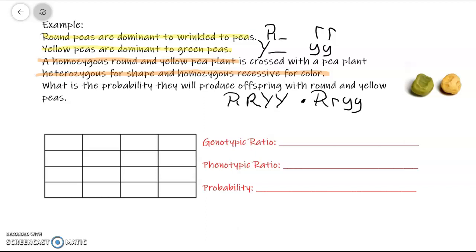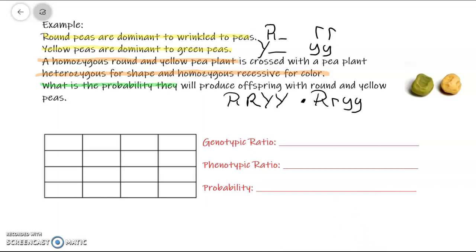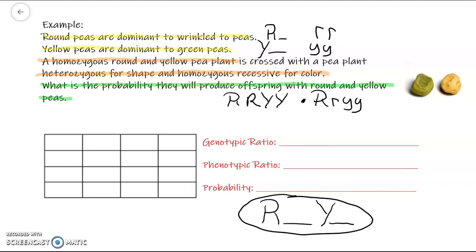What's the problem want us to answer? What is the probability that they will produce offspring with round and yellow peas? So again, a percent or fraction that they're going to produce a child who is round. So I will write this below. That means they at least have to have 1 big R. And they will have yellow peas, so that's at least 1 big Y. Doesn't matter what the second allele is. That's what we're looking for when these 2 parents are crossed.